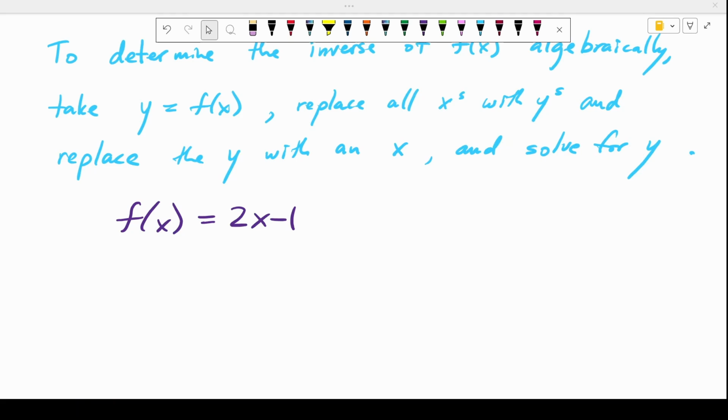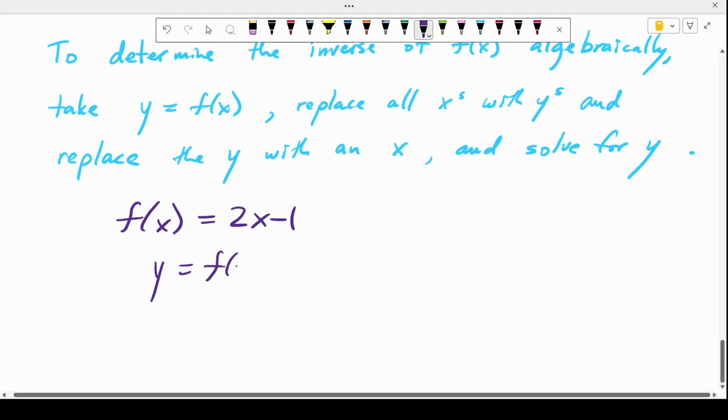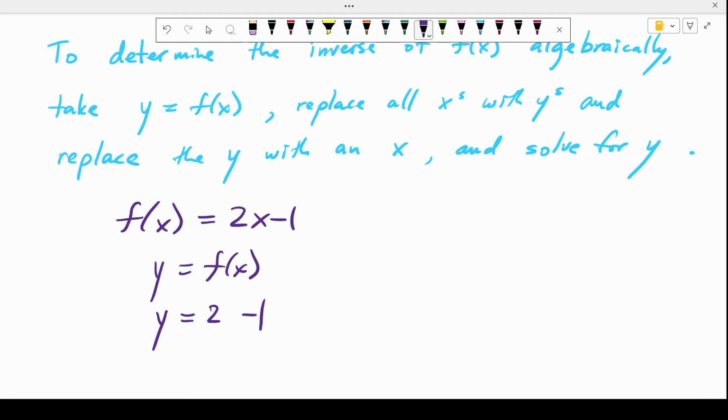Okay, so I've taken an example right from the activity at the beginning. f of x equals 2x minus 1. I want to find the inverse. So what do I do? Well, I take y equals f of x. In this case, f of x is 2x minus 1. So I have y equals 2x minus 1. I replace all x's with y's. Now in this case, there's only one x to replace with a y. But if there were more than one, I would replace them all.